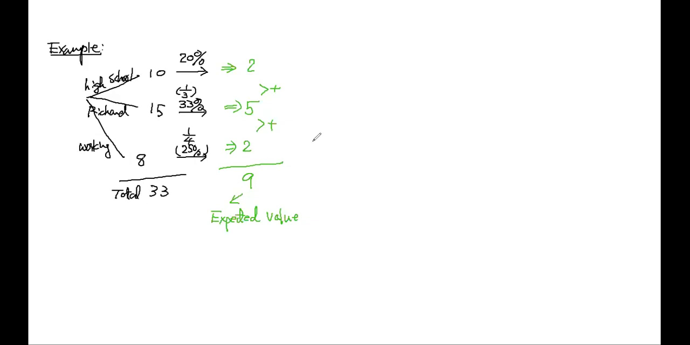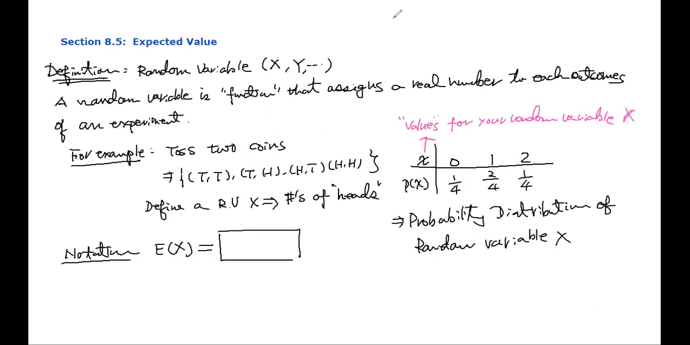So that's what we call the expected value. It's a pretty simple idea: how many you have, you times the probability, then you add them up. This is how we define the expected value. If you go back here to the formula, it will be the summation of the value of x times p(x).